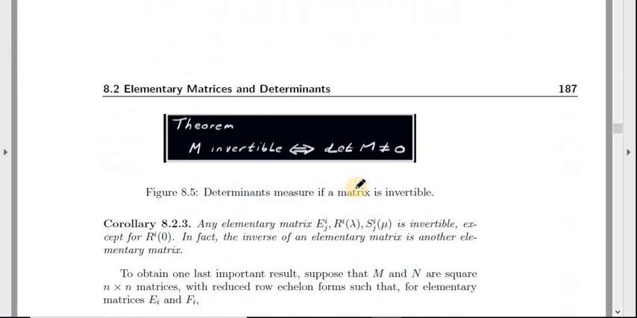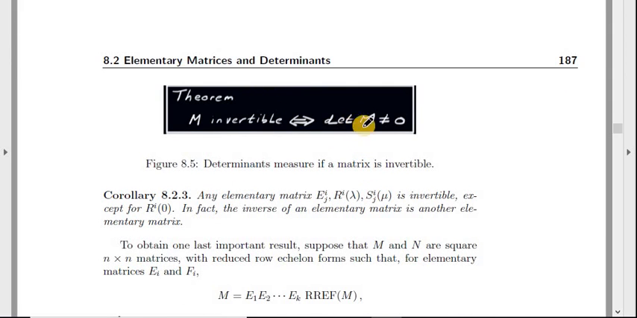All right, so that gives us M is invertible if and only if the determinant of M is not 0. Now, since the determinants of all the elementary matrices are not 0, that means they're invertible. And in fact, we've seen the inverses of these matrices. The inverse of a row swap is the same row swap. The inverse of a row multiplication is a row multiplication by the multiplicative inverse. And the inverse of a row multiply and add is a multiply and subtract.